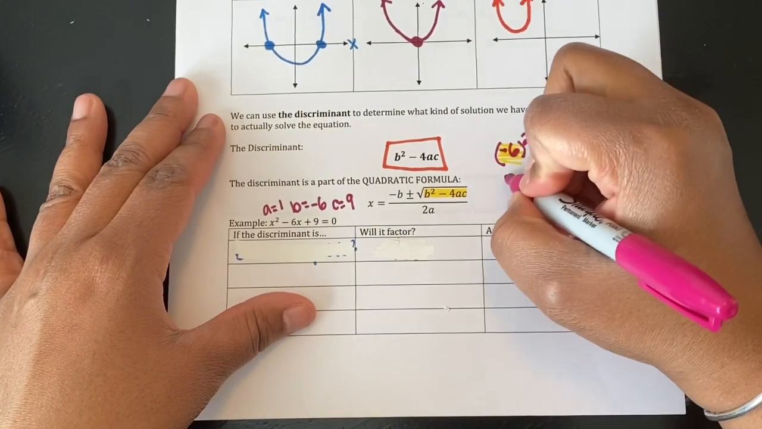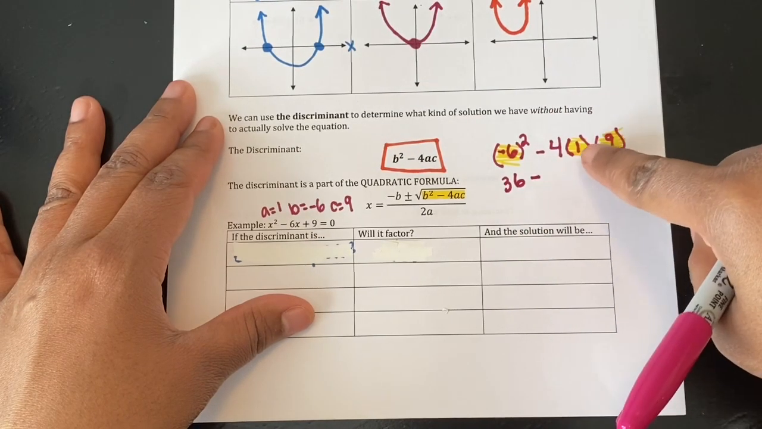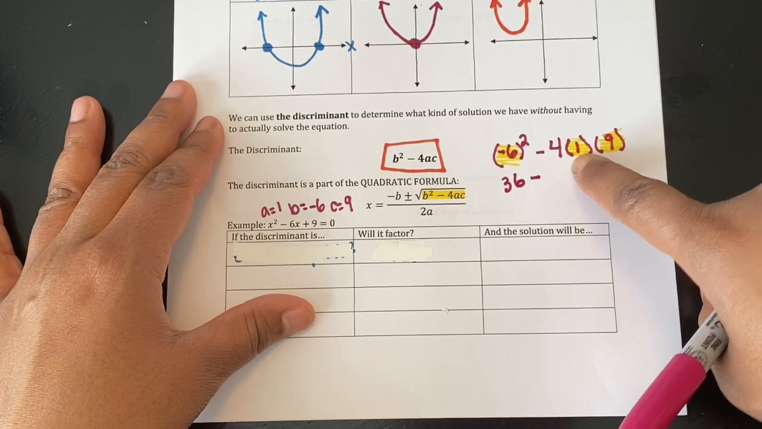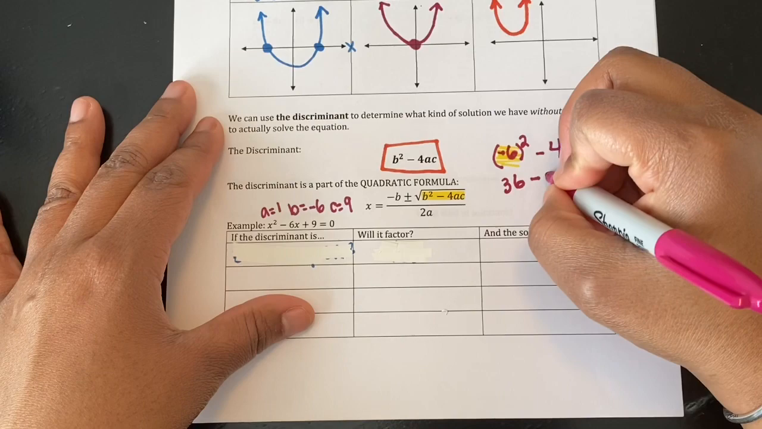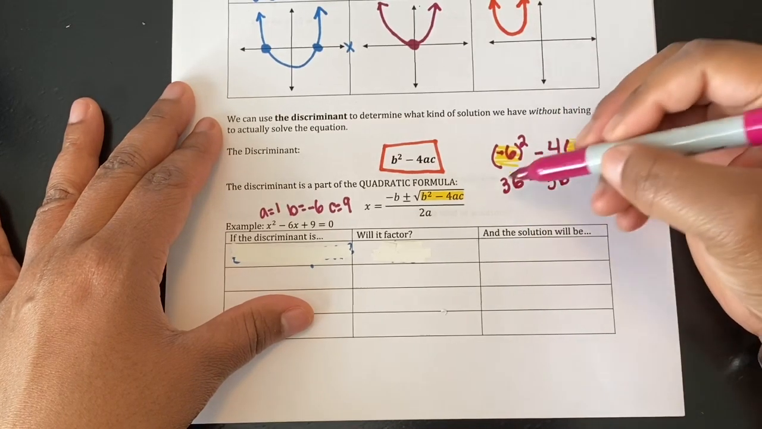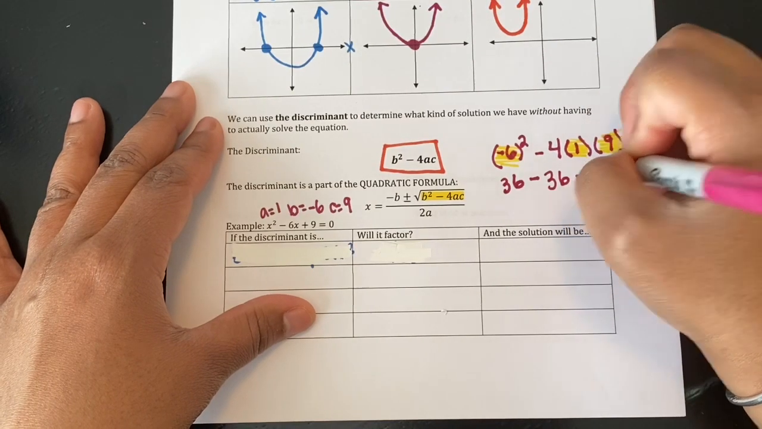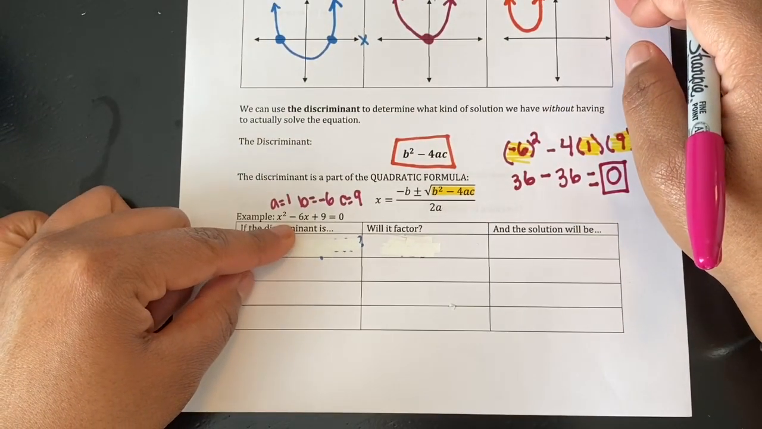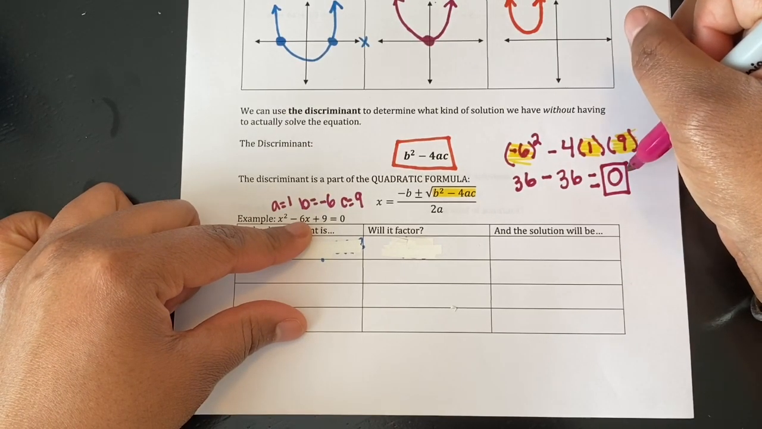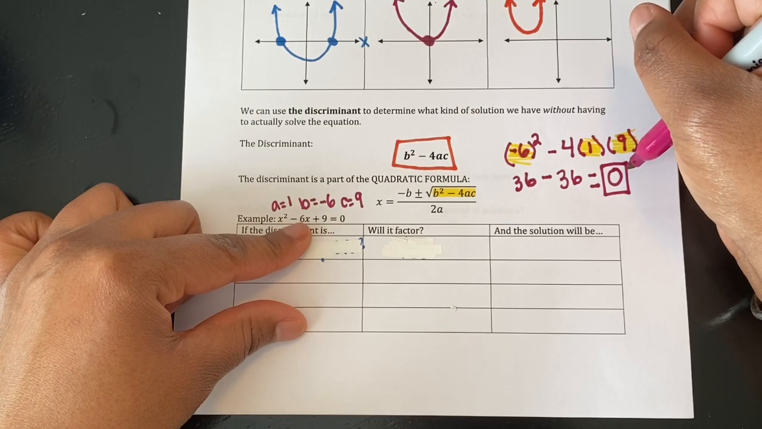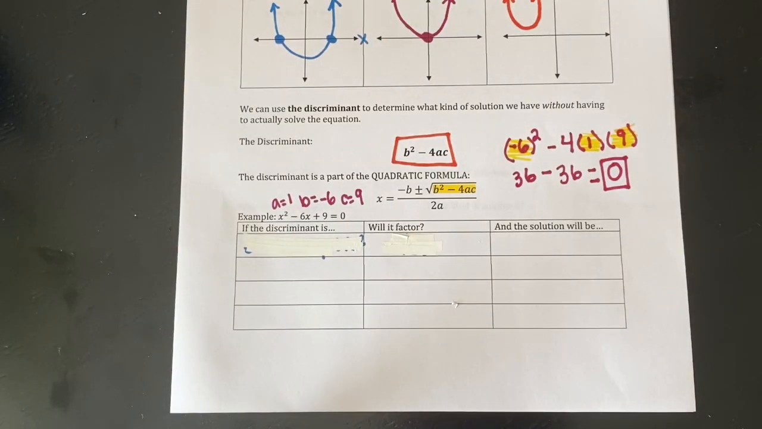Now, negative 6 squared is 36. Minus 4 times 1 is negative 4, times 9 is negative 36. And 36 minus 36 is 0. So the discriminant for this equation, x squared minus 6x plus 9 equals 0, is 0. And that's how you find a discriminant: plug in what you know, and simplify.